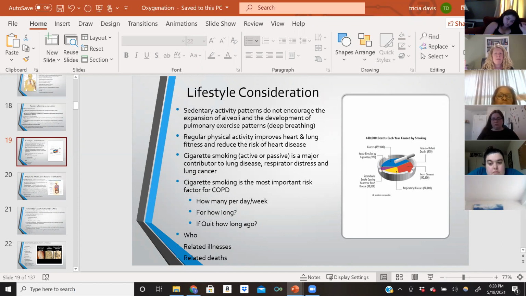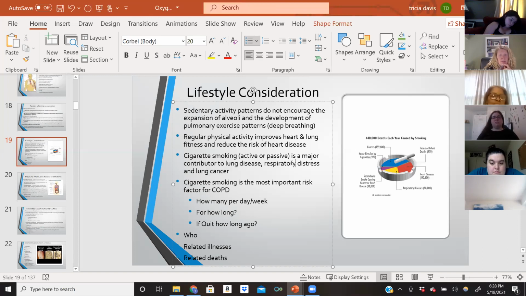It's also going to reduce the risk of heart disease. Cigarette smoking, active or passive, so either they're smoking or they live in a house with someone who smokes, is a major contributor to lung disease, respiratory distress, and lung cancer. So it's important that we assess our patients to see if they're smoking and then educate them about possibly quitting.